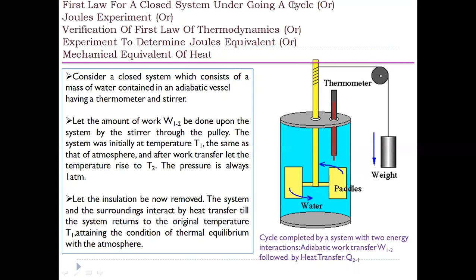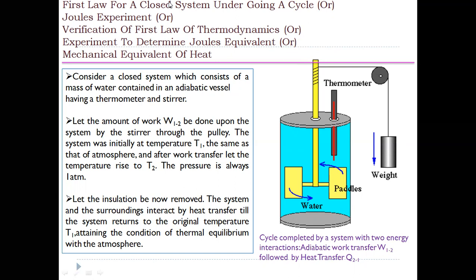So the cycle should be completed for a closed system, and if we apply the first law to this closed system undergoing a cycle, this is the experiment. It is also called Joule's experiment, and also named the verification of the first law of thermodynamics. It is also called the experiment to determine Joule's equivalent or the mechanical equivalent of heat. So these are all the names we have for this experiment.